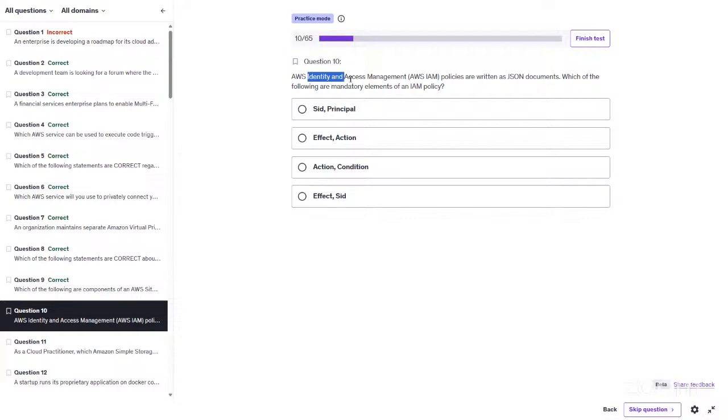AWS identity and access management policies, they're talking about the policies, which I've shown you before. They are written as JSON documents. Those are those things where you see statements, principal, allow, deny, all that kind of stuff. So which ones are mandatory elements of an IAM policy? This is a little complex, but let's see. Which one must be there is what they're asking for.